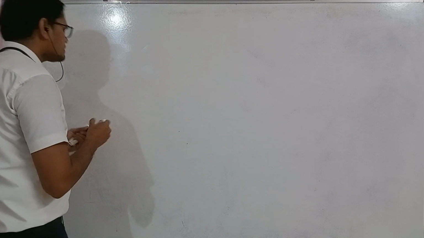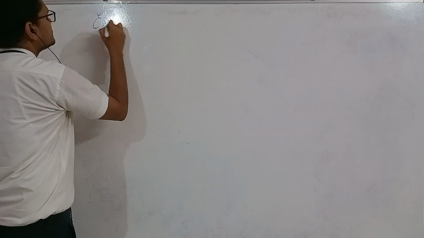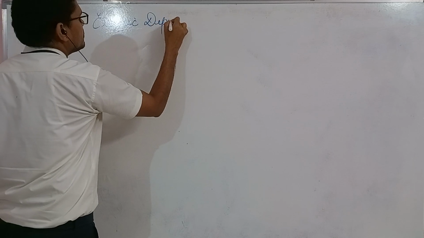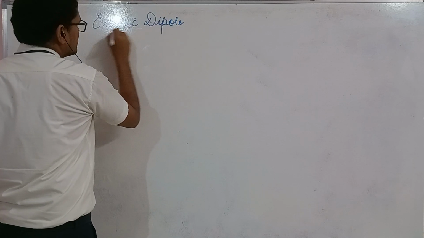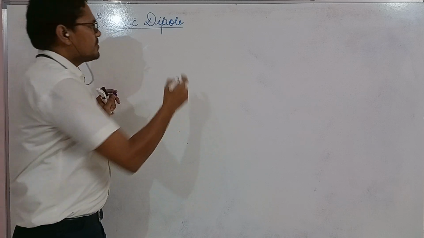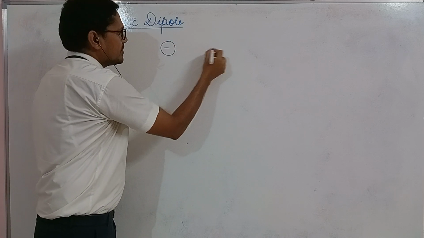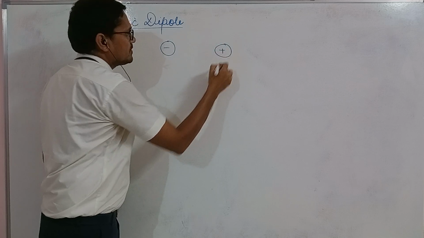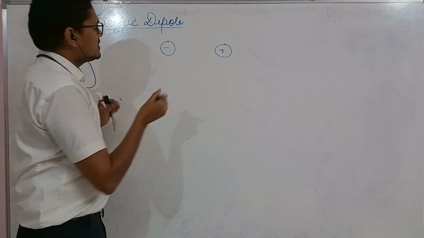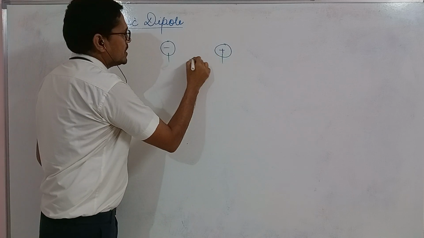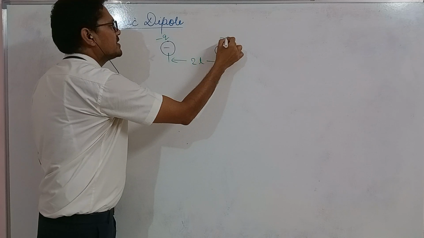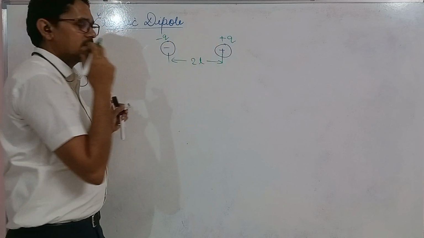Let's begin. Electric dipole, as the name suggests, dipole, it means it has two poles. Whenever we have two equal and opposite charged particles separated by some finite distance, then it will make a dipole. Here we have a positive and negative charged particle and they are separated by some finite distance. Let's say the distance between them is 2L and the value of charge is minus q and plus q. So this makes the dipole.